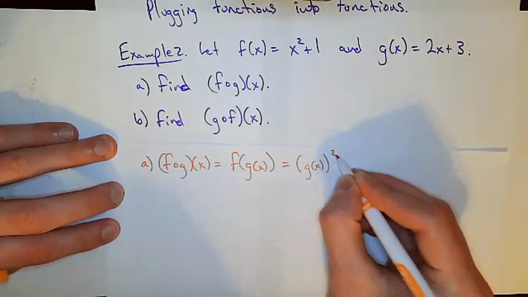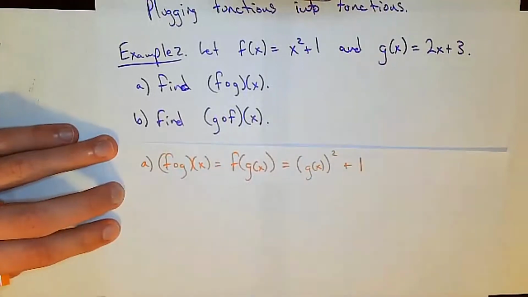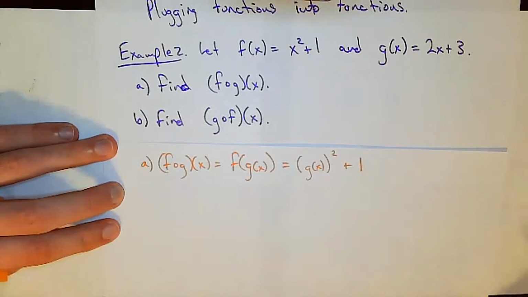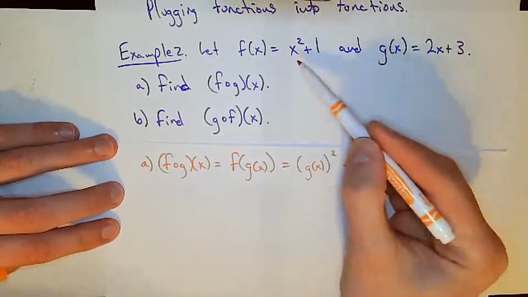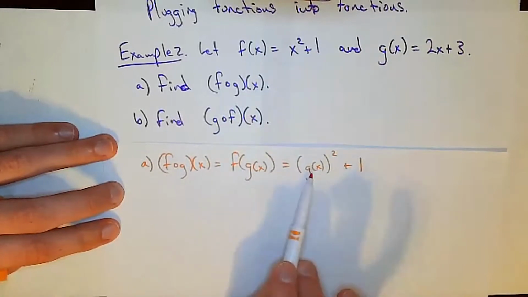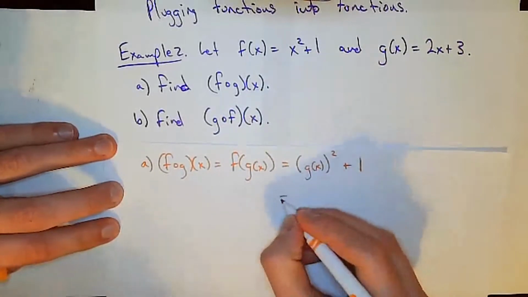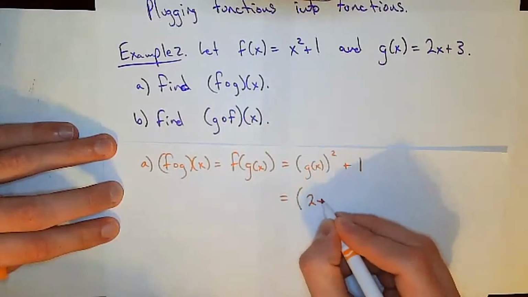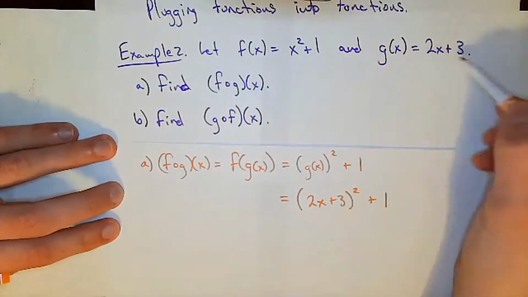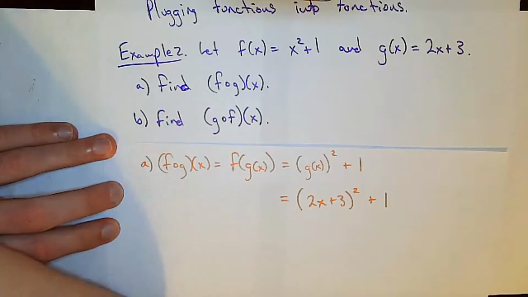So I'll write it like this. So literally replacing x, the little window into the function right here, x, literally being replaced by g of x. Okay, but what is g of x? G of x is 2x plus 3, right, by definition up here.